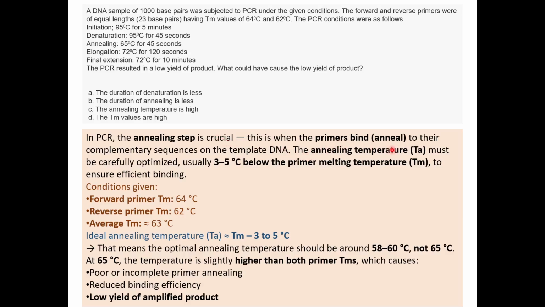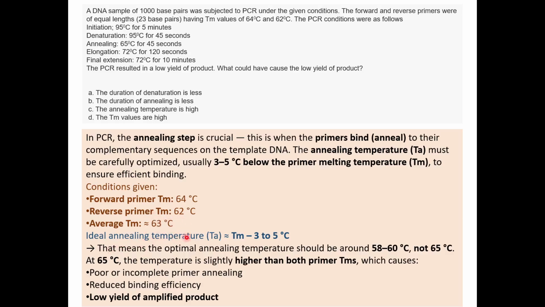This is when primers bind to or anneal to their complementary sequences. The annealing temperature TA must be carefully optimized. It is usually 3 to 4 degrees Celsius below the primer melting temperature to ensure efficient binding. So, in the given conditions, forward primer TM is 64, reverse primer TM is 62. So, an average TM for both these is 63.